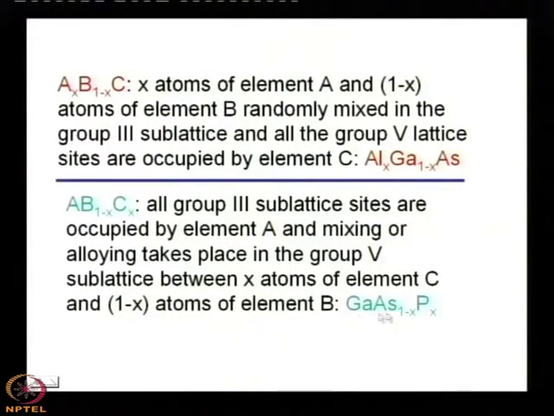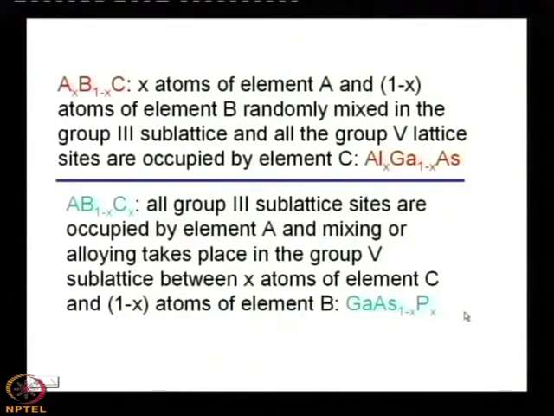The example is gallium arsenide phosphide. Here you see that gallium occupies the group 3 sublattice, and arsenic and phosphorus are group 5, so they will occupy the group 5 sublattice. Okay. So, this is another example of the band gap engineered materials.